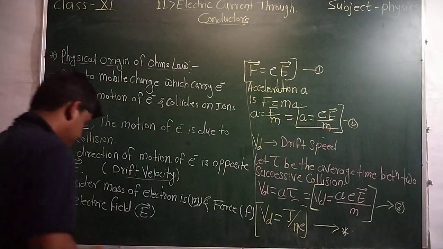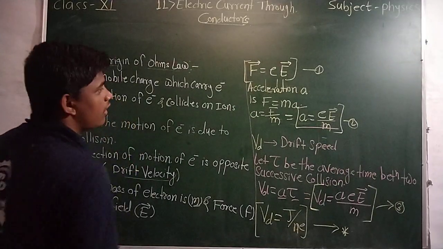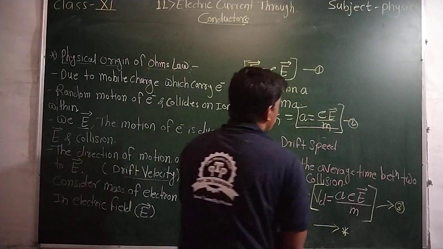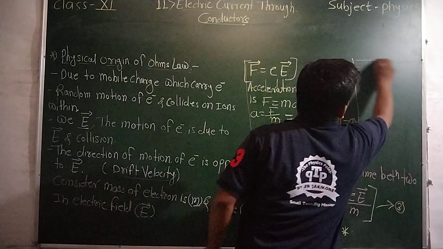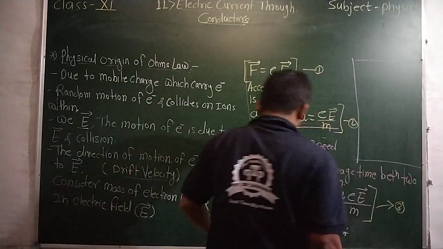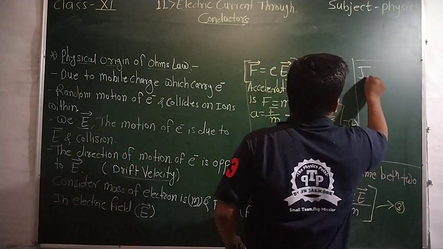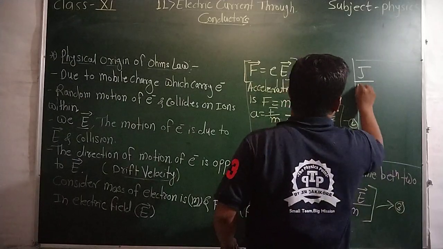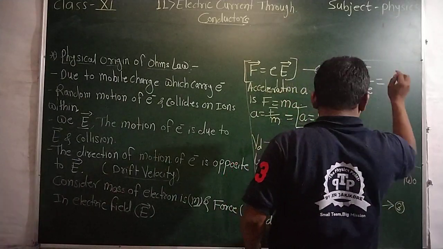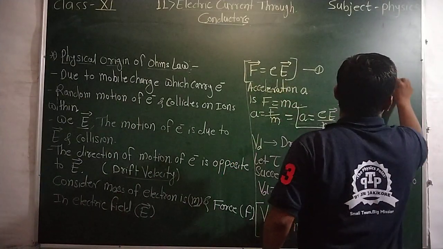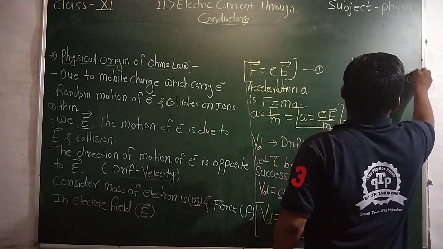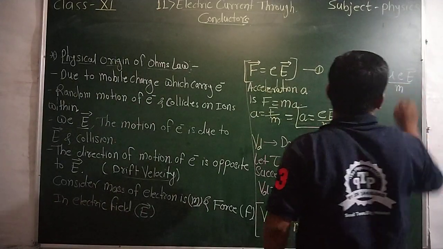Then we know that I will use this portion of the board. Then J upon N into E is equal to A into E, electric field divided by mass.